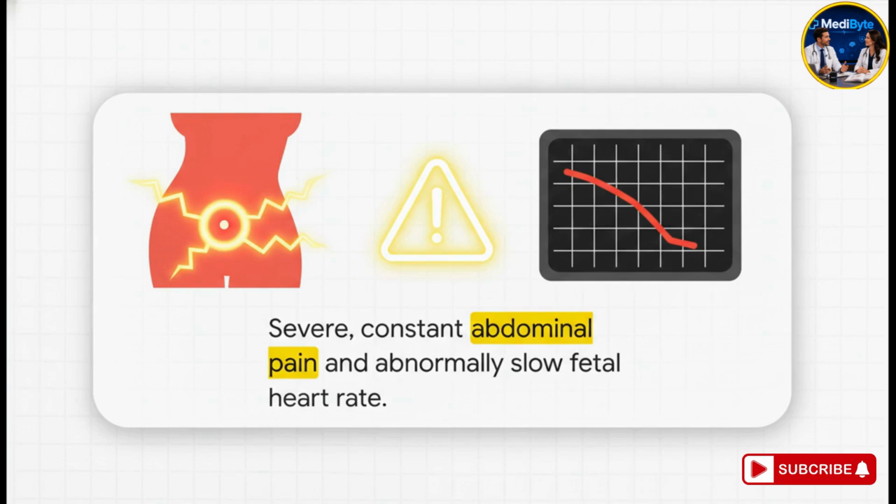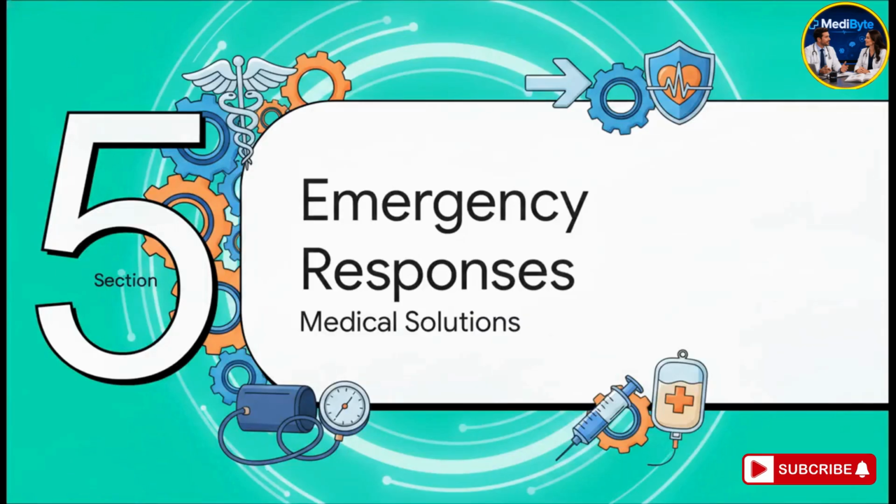Now, if a rupture does occur, the clinical signs are immediate and they are severe. The main symptoms to look out for are severe, constant pain in the pregnant woman's abdomen, and simultaneously, the fetus will begin to show acute signs of distress, presenting with an abnormally slow heart rate. When a medical team sees this exact combination, sudden, severe, constant pain, and a rapidly dropping fetal heart rate, their training kicks in immediately.